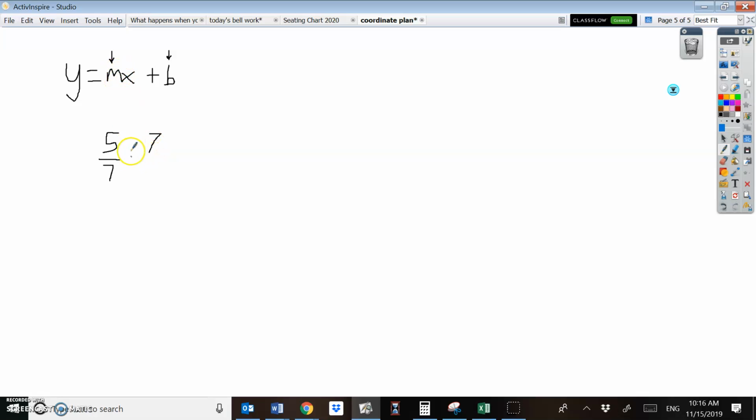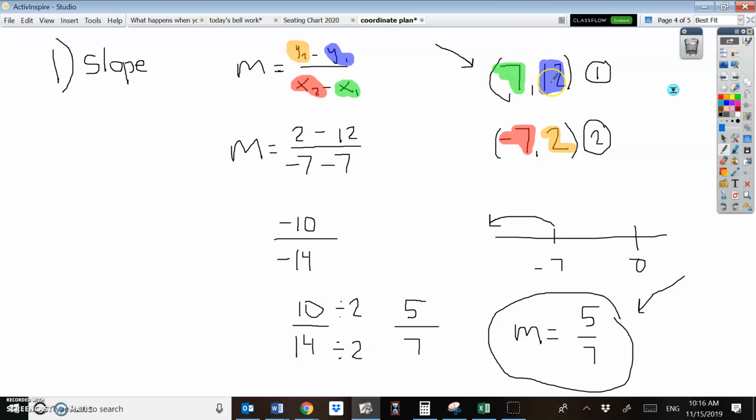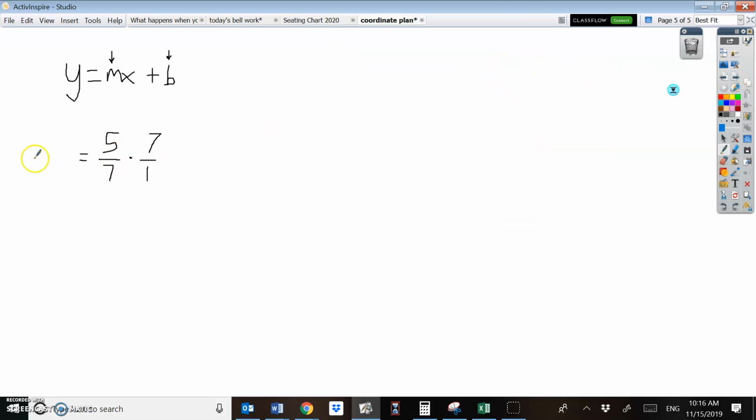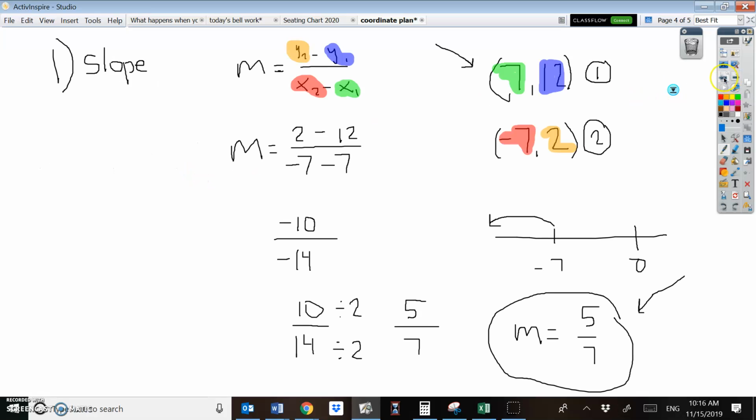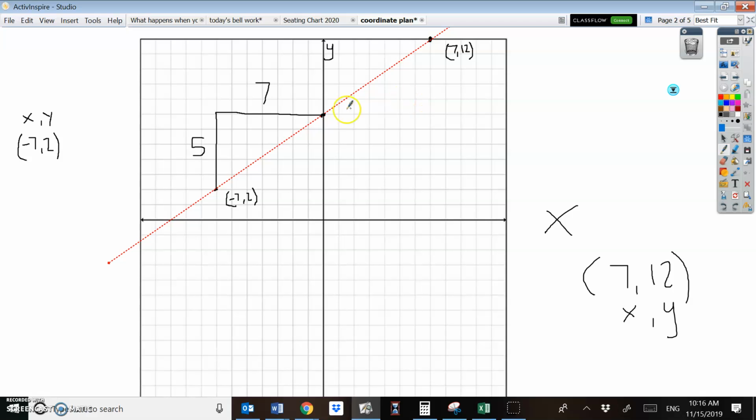These two are connected by multiplication. When you multiply a fraction and a whole number, put the whole number over 1. Y, let's get the y value from the first ordered pair. When x equals 7, y equals 12. And then bring plus b straight down. Remember, b is the y-intercept.